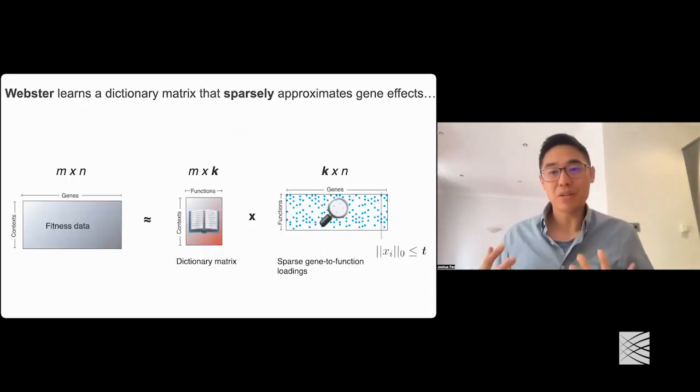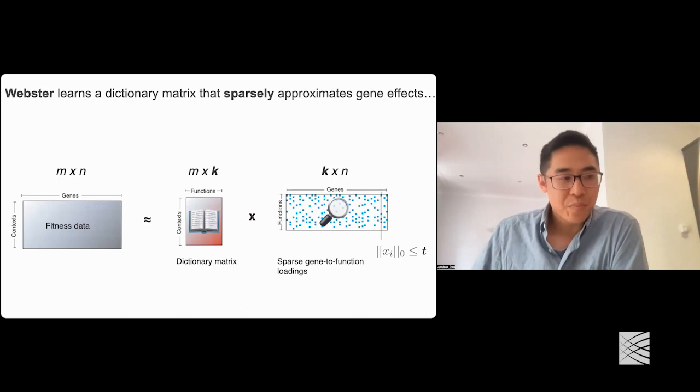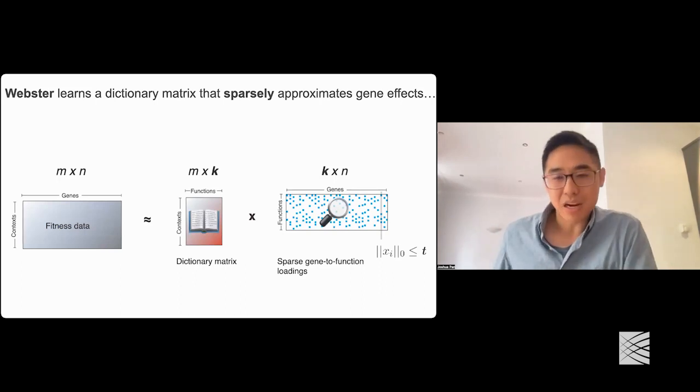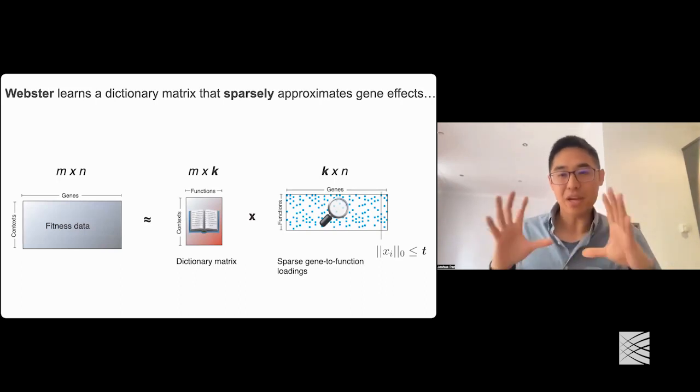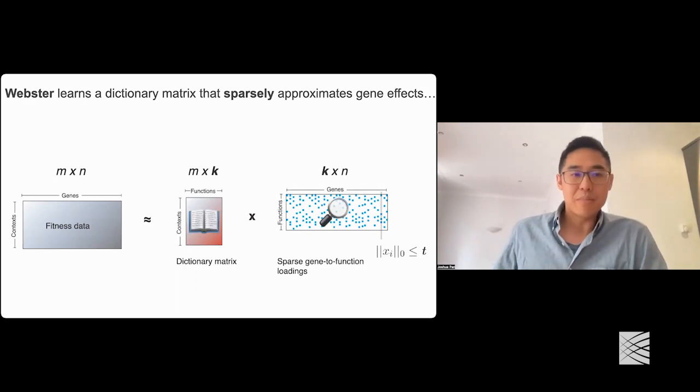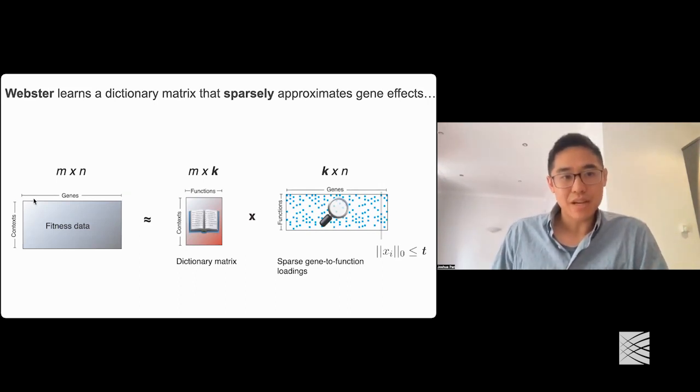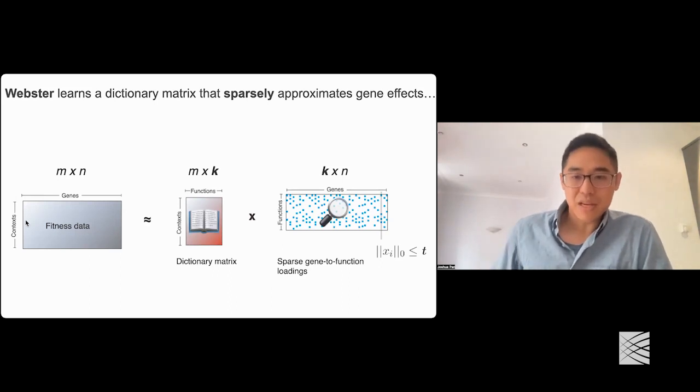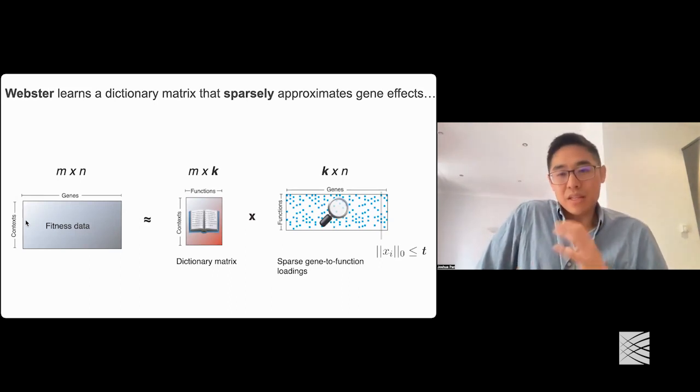So our approach, we nicknamed it Webster. And it follows this roadmap that I've outlined, where we start with a panel of fitness data. In this case, you have a set of genes knocked out over a set of cell contexts. And we'll see a few examples of that next. But that's your starting point.